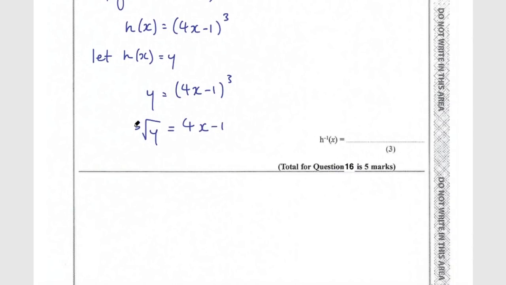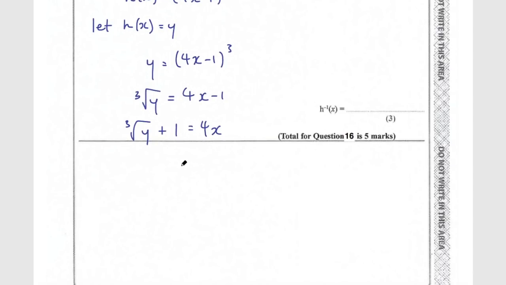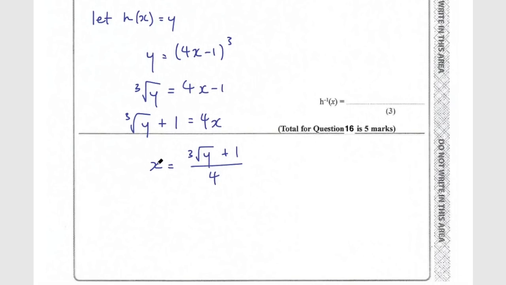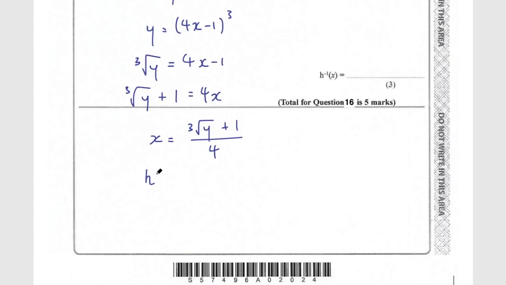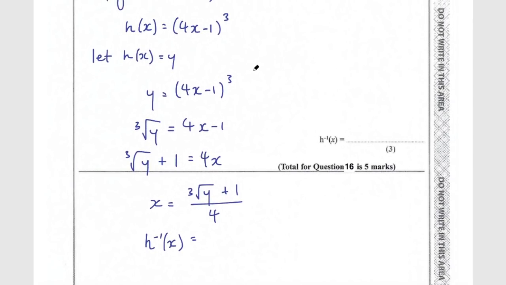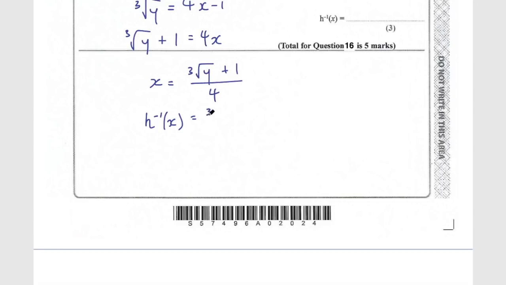And then I can add 1 to this side. So the cube root of y plus 1 equals 4x. Then I'm going to flip the whole thing around and divide by 4. So x equals (cube root of y plus 1) divided by 4. And now we've got x equals something in y. All we need to do now is to change the variable so that x becomes h inverse of x and the y becomes x. It's a little bit confusing as to why they change back, but that's the general idea of inverse functions. So this now becomes (cube root of x plus 1) over 4.